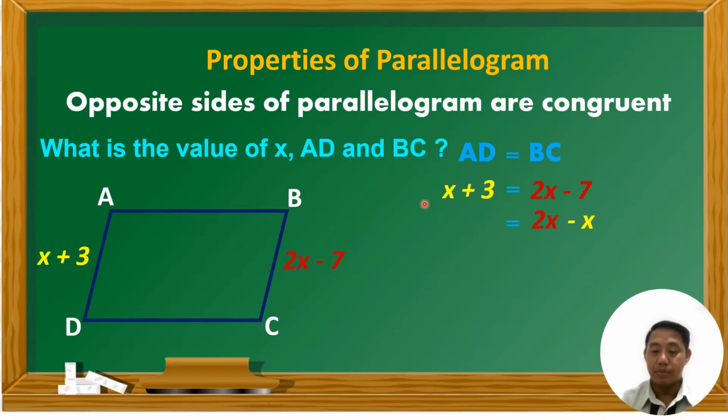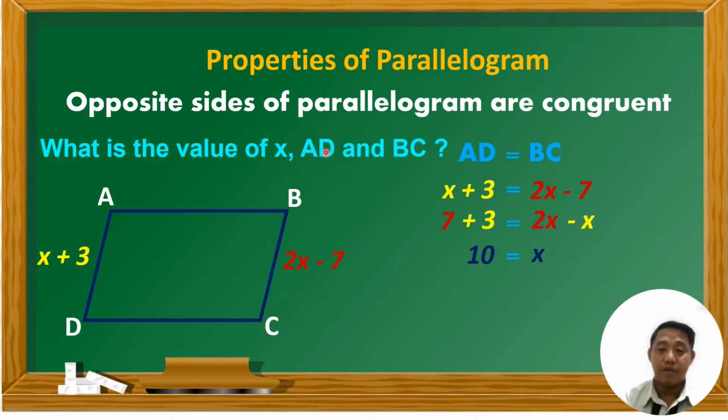So bring down natin itong si 3. Lipat natin si 7. Bring down 3. Okay? So just add this one, 7 plus 3. 2x minus x is equal to x. And 7 plus 3 is equal to 10. Therefore, ang ating x will be 10. So, meron na tayong value ng x. Nakuha na natin. What is the value of x? X is equal to 10.